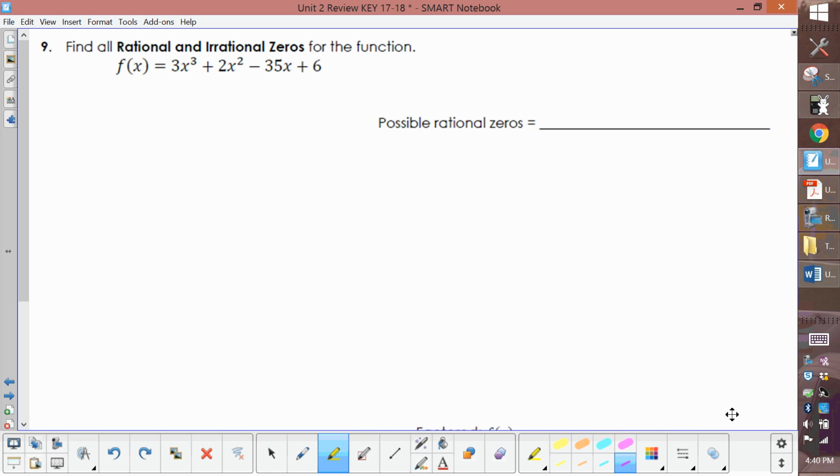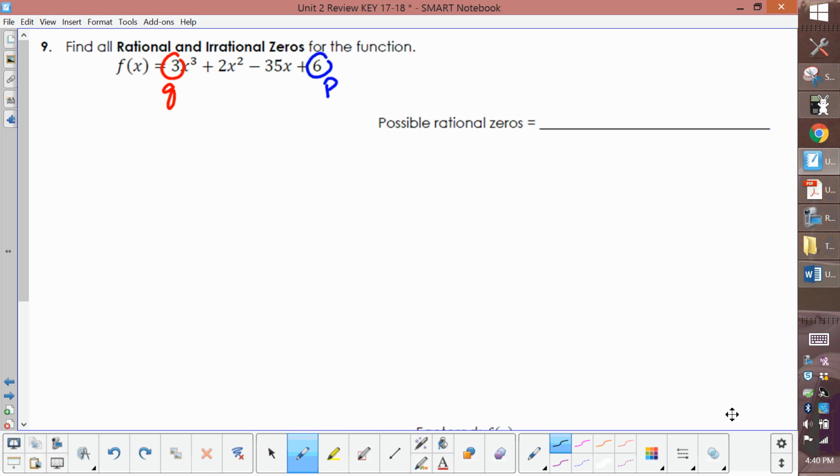All right, this is question number 9 from the Unit 2 review. This time it says find rational and irrational zeros. So there might be numbers where we get some ugly decimals, and that happens sometimes. So again, let's do the P's and Q's. This is P, this is Q. We're listing out the possible rational zeros that might work. Okay? And again, it's always P over Q.